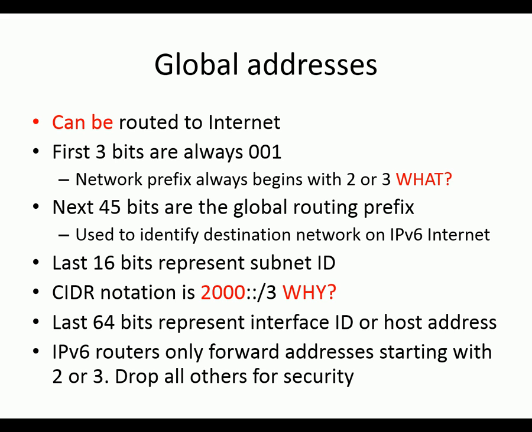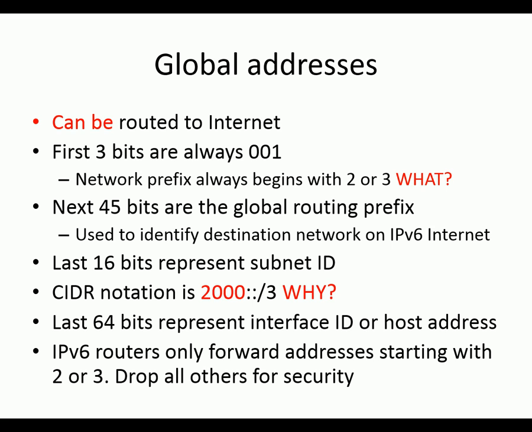Okay, global addresses. These work on the internet. The first 3 bits are always 001. Okay, we have a network prefix, which we'll understand what the heck that means here in just a second. The next 45 bits are global. See, this is what gets me. When I found some of this information online, they weren't explaining some of this. I'm like, huh? That's why I put it in red and answer it on the next slide.